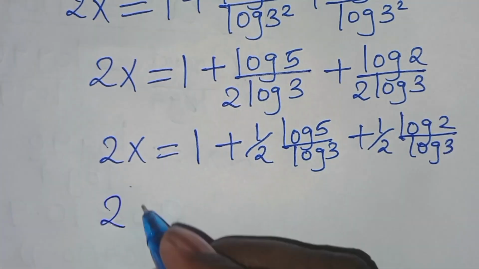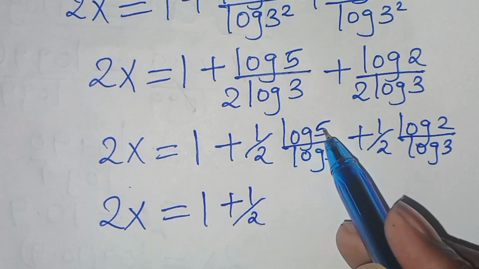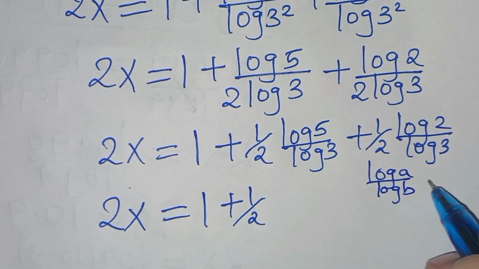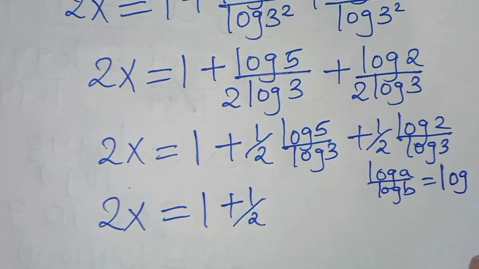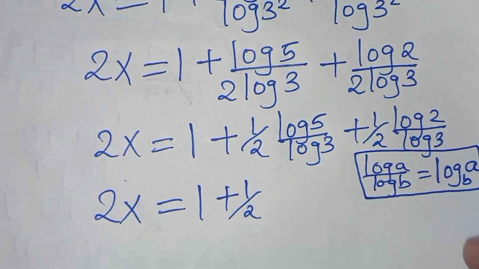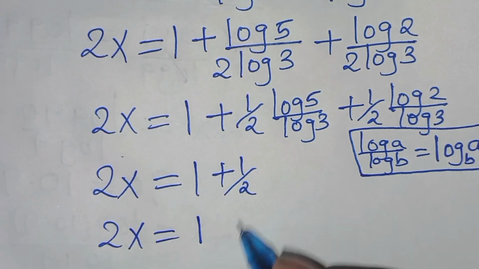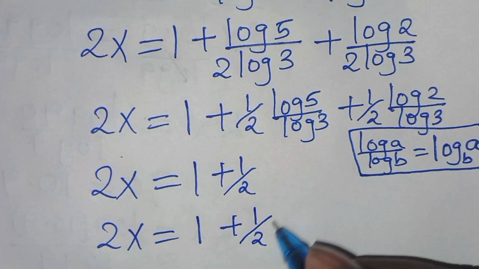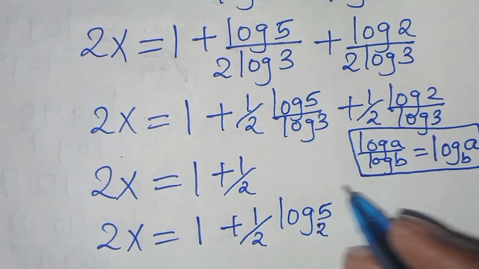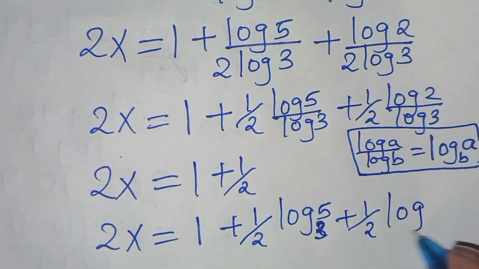Now, this implies we have 2x is equal to 1 plus half. Now, log 5 over log 3, this is in the form of log a over log b, which you can express as log a to base b. Now applying this logarithm property, then this implies that we have 2x is equal to 1 plus half, this is log 5 to base 3, and then plus half, this is log 2 to base 3.